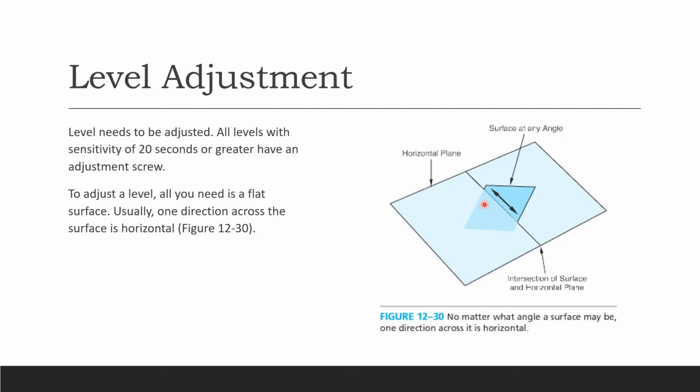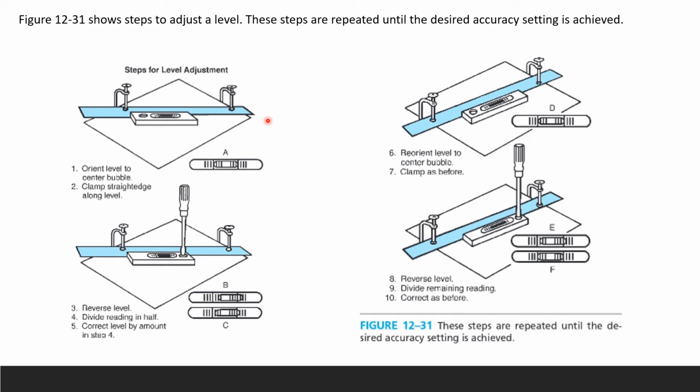Usually one direction across the surface is horizontal. This is trying to tell you to find a flat surface, so that you can be able to adjust your level, because your level base needs a flat surface. These are just the steps to do your adjustment of your level.